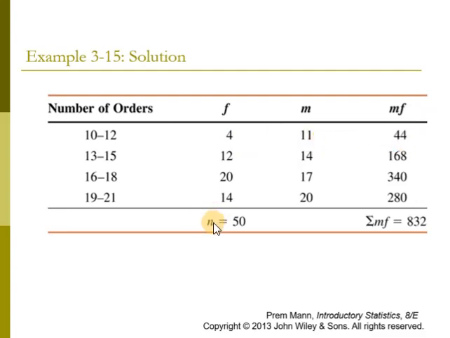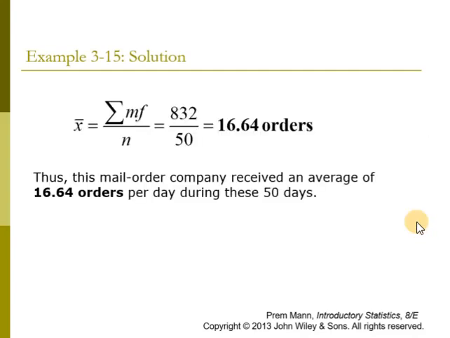Then get the summation of F, which is n, 50. The summation of this column, MF, is 832. So just plug in the formula: 832 divided by 50, or the summation of MF divided by n, you get 16.64 orders. Thus, this mail order company received an average of 16.64 orders per day during these 50 days.